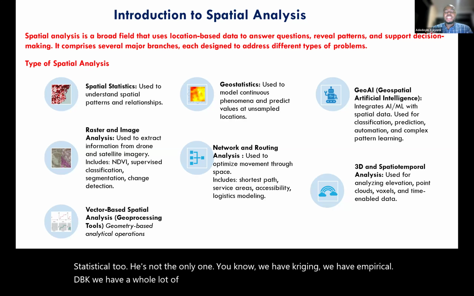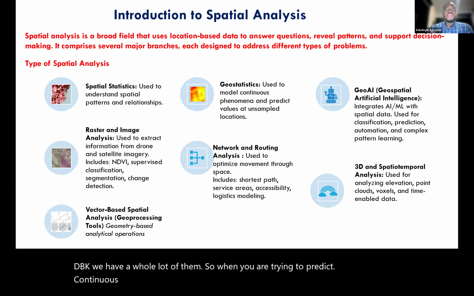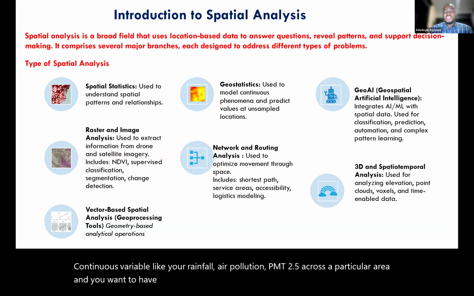So when you're trying to predict a continuous variable like rainfall, air pollution, or PM2.5 across a particular area, and you want to have statistical support around this, that is when you use geostatistics.